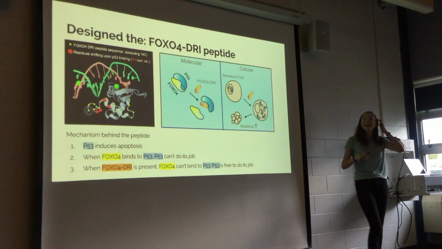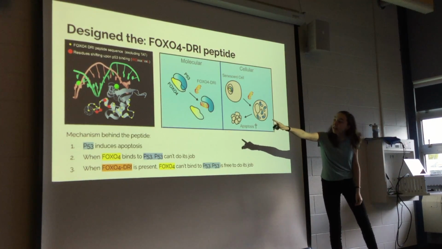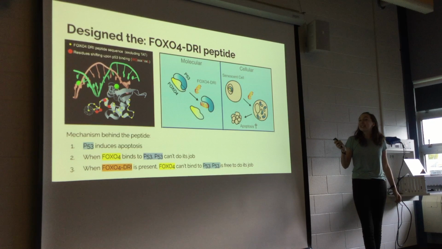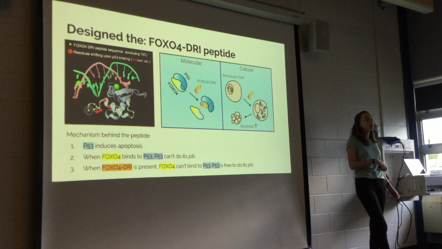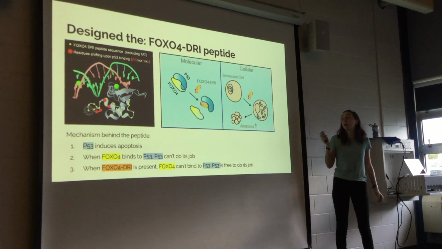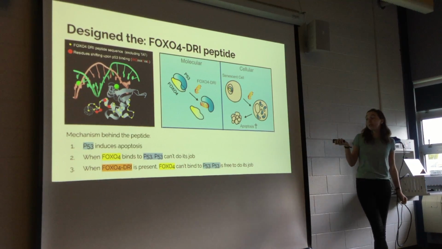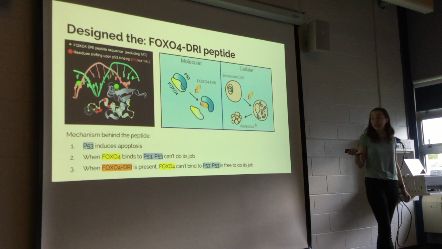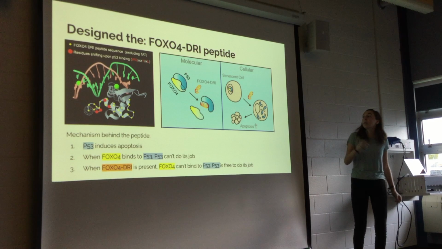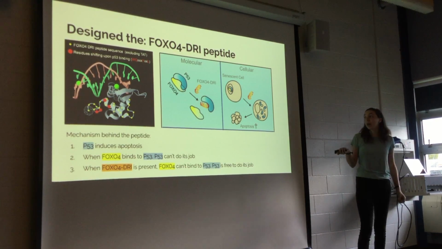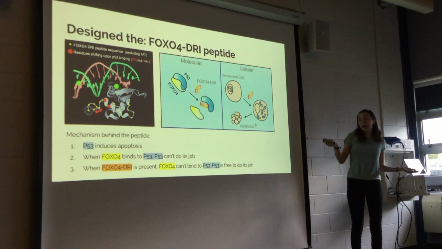So what they did is they created a FOXO4-DRI peptide, which is this yellow molecule there, the dots. And the mechanism works like this. Normally P53 is going to play a role in inducing apoptosis. But once FOXO4 is present and active, it's going to bind to P53, so P53 can't do its job. It can't induce apoptosis. But when FOXO4-DRI, their peptide that they designed, is present, it binds to P53 instead of FOXO4. This just means that P53 is again free to do its job, and it can induce apoptosis.